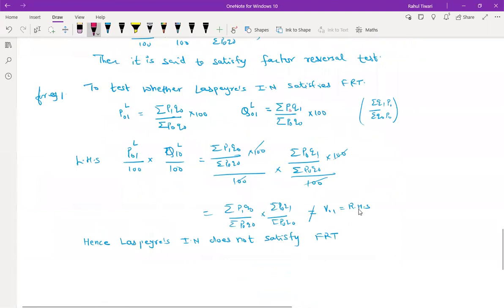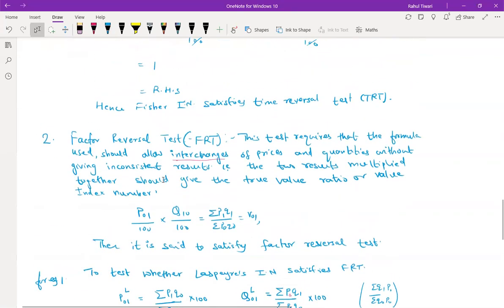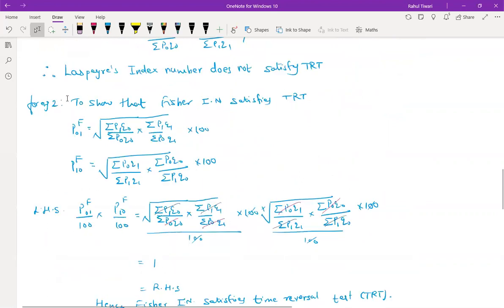Okay, so try to understand how the formula is created based on this. You can consider, for example, the Fisher index, whether Fisher will satisfy the properties of index number or not. Okay, so I'll just copy the Fisher part here to show this part. Suppose I'm considering this part.